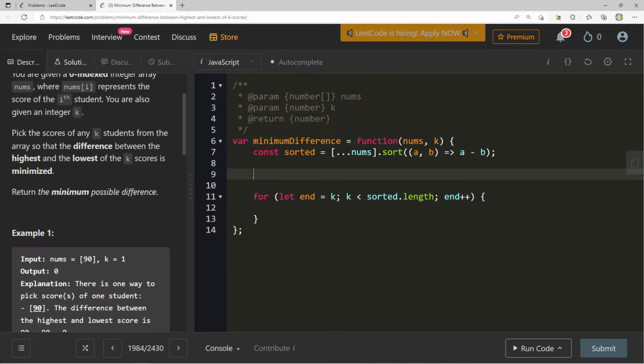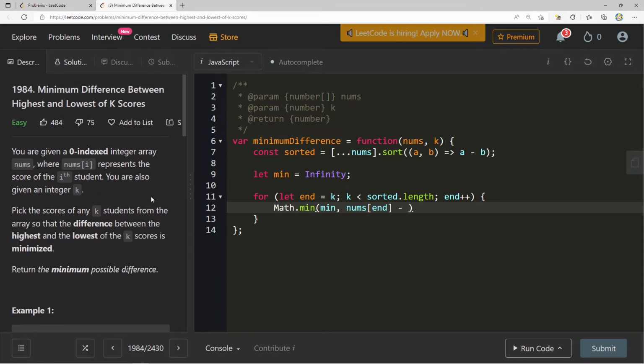I guess I don't even need that. I can say here let min equals some large number, and we can say math.min of min or nums at end minus, would it just be nums of n minus 1? So why would I need to even consider the highest and lowest of k scores? Let end equals k. I guess here we can do nums of end minus k.